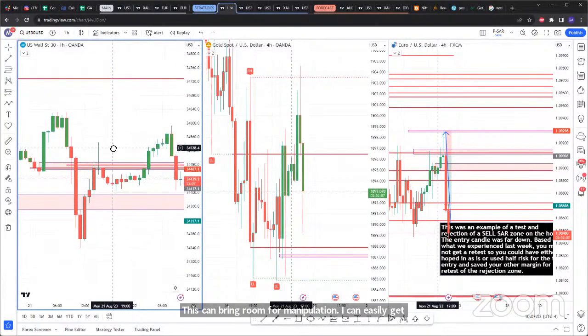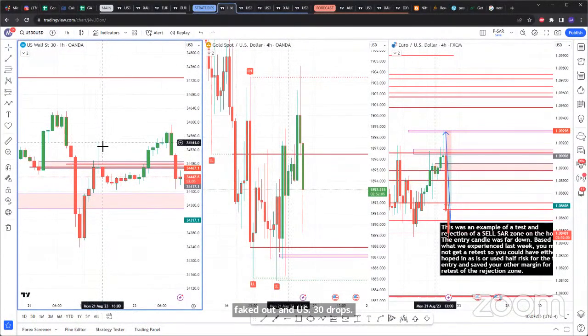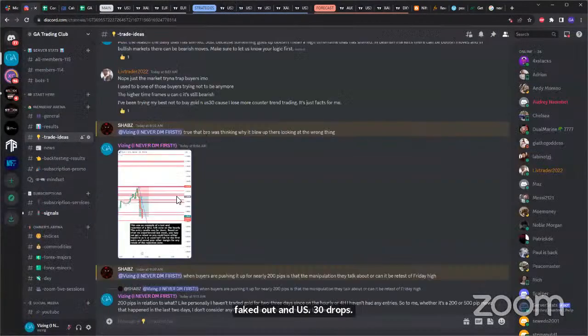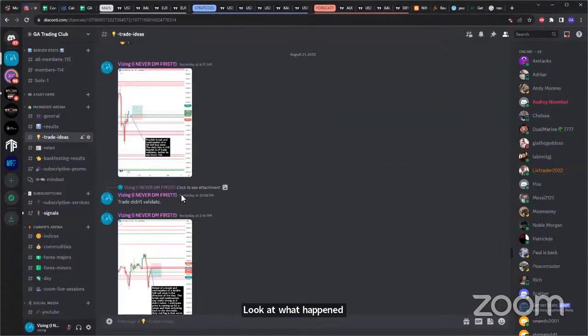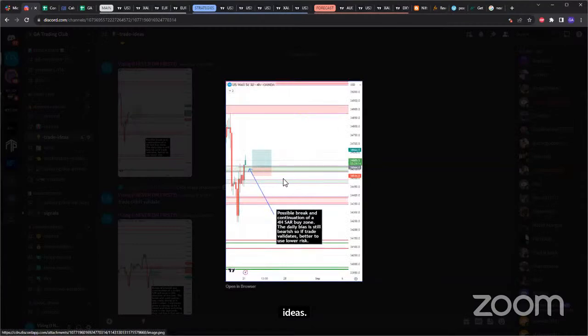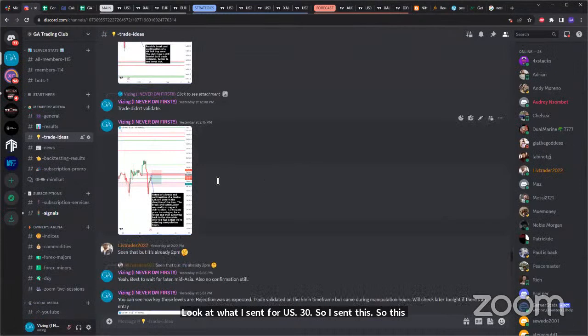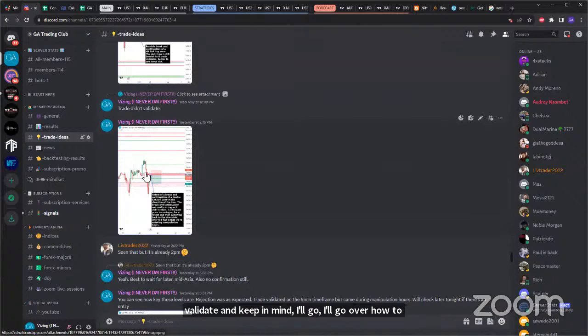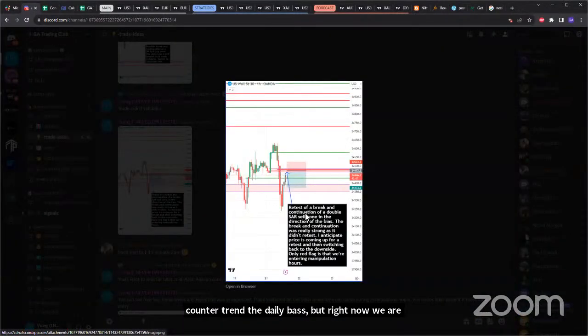Look at what happened. You remember yesterday when I sent you guys this trade idea in the chat? If we go back to trade ideas, look at what I sent for US30. So this was before the move, right? That was a buy, and the trade didn't validate. And keep in mind, I'll go over how to counter trend the daily bias, but right now we are still trading the daily with the daily bias. So this was the trade I sent yesterday: retest of a break and continuation.